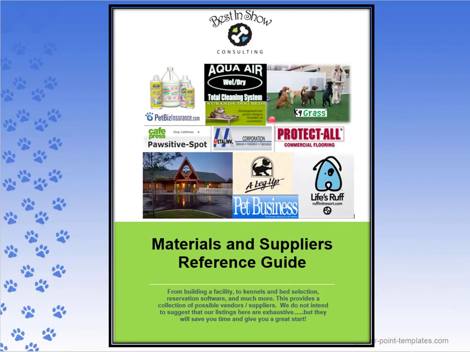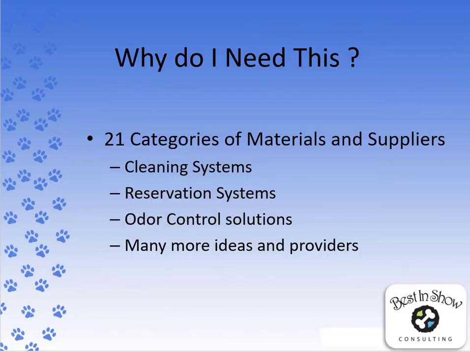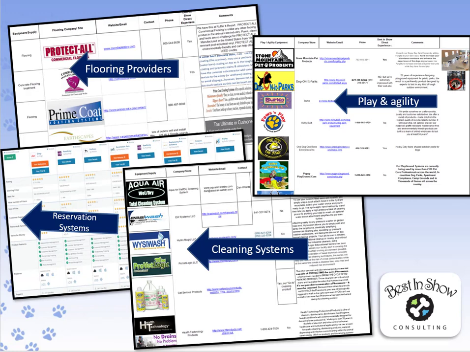A companion piece we have for that is our Materials and Suppliers Reference Guide. Why do I need this? Well, we cover 21 different categories of materials and suppliers, from cleaning systems, reservation systems, odor control solutions, many more ideas and providers. Again, this is laid out with very simple to use categories, including all the things you see here, and it shows you suppliers in this area, whether or not we have experience with them, and where possible if we recommend them or not.